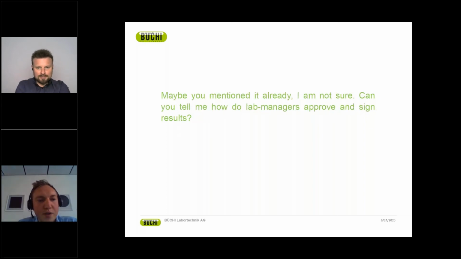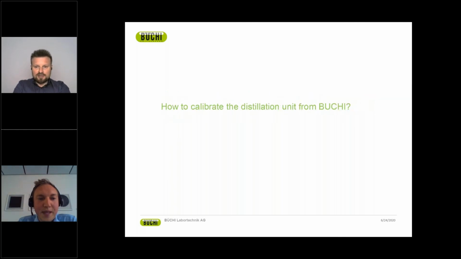Another one? Maybe you mentioned it already, I'm not sure. Can you tell me how lab managers approve and sign results? Yes, I mentioned it. It is about the export function. Whenever a file is being exported, it is automatically approved and signed at the same time. So just by exporting some data to another hard drive or local network, you basically approve and sign those results. Okay, let's see if we have another one. Yes, we do.